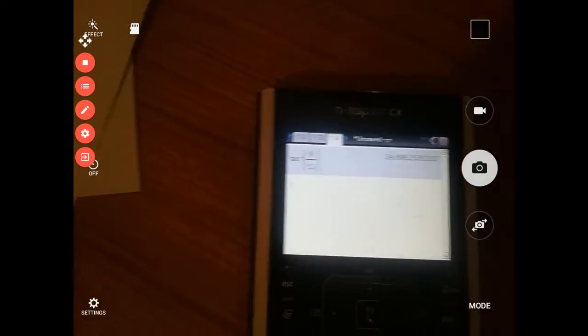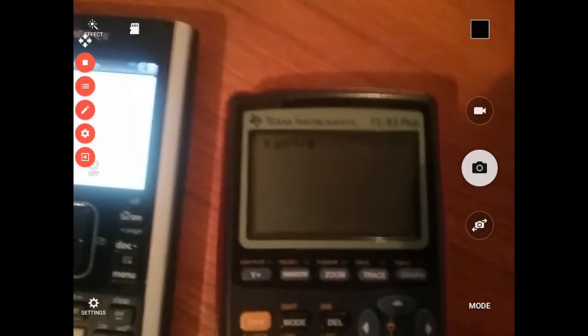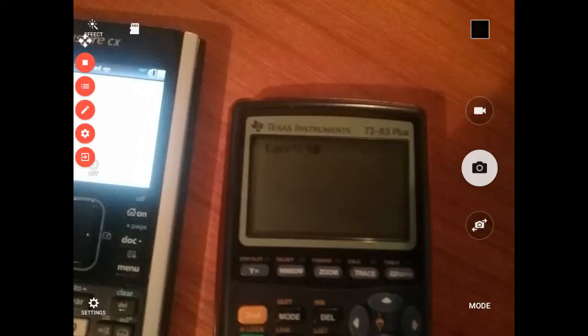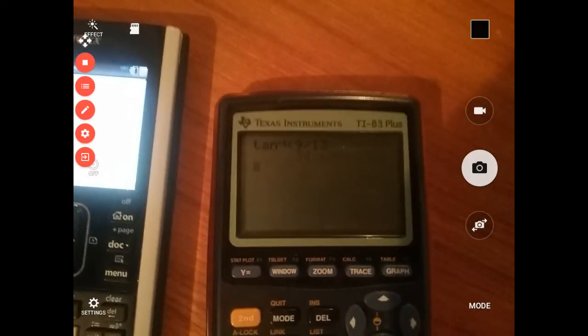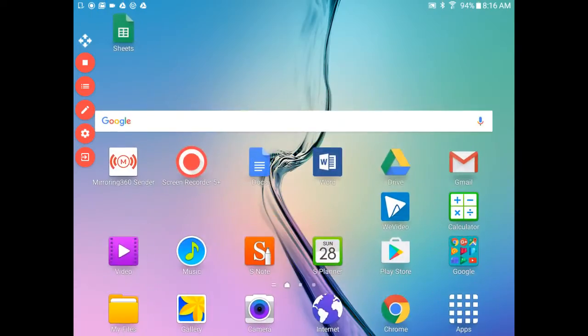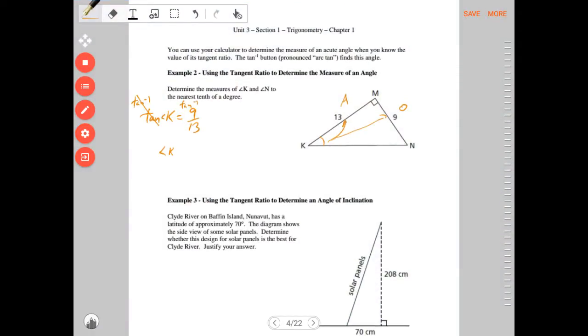If I try the same thing on the TI-83 or 84 Plus, we want second tan, so tan negative 1, and then 9 divided by 13. Hit enter. Oh, look, 34.7. Awesome. That is how we type those in for both of those. All right, so angle K then is 34.7 degrees. I'm going to write in blue again for the next one.